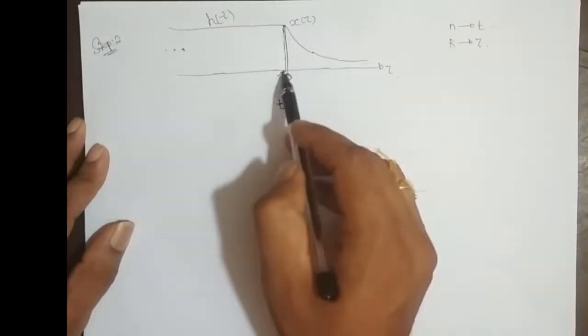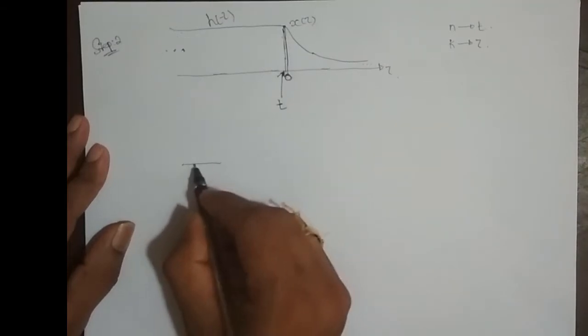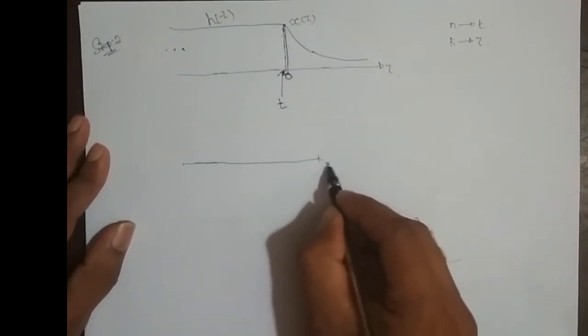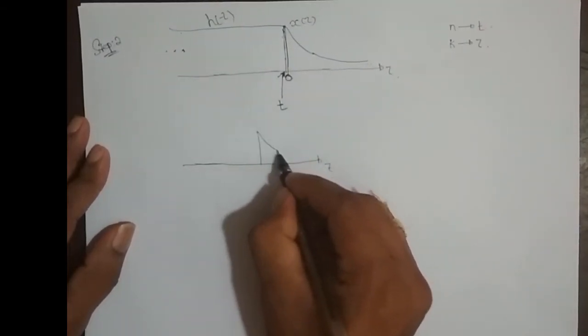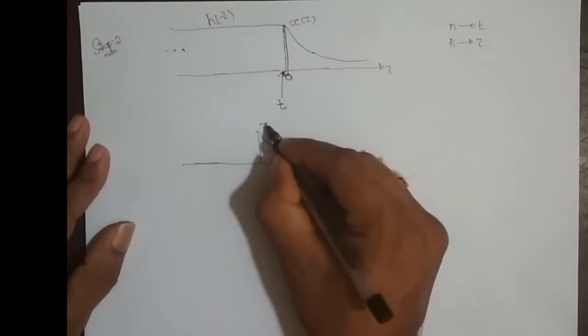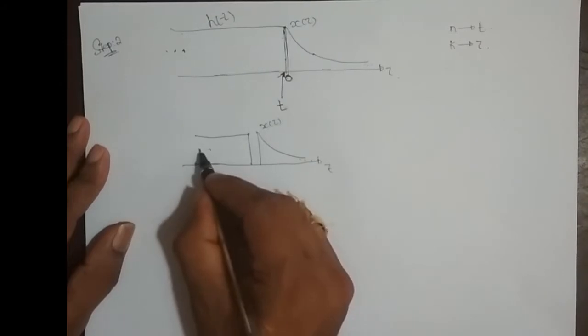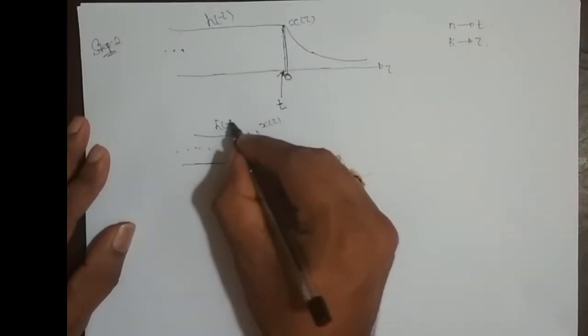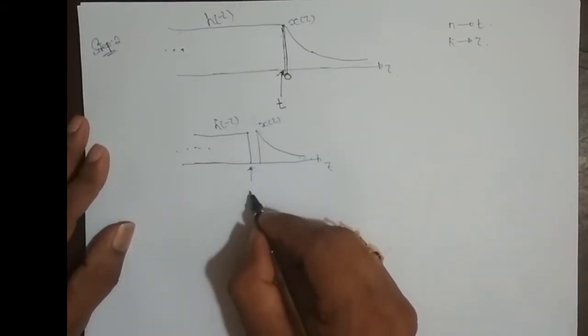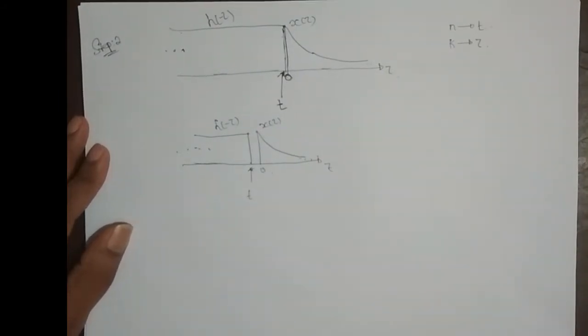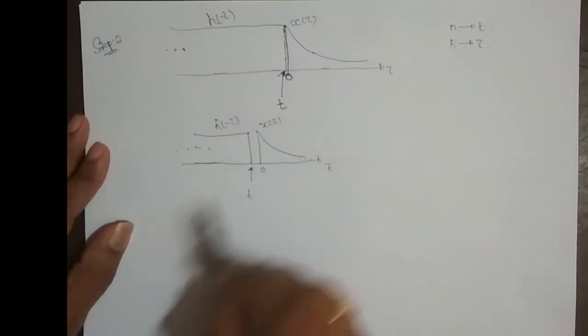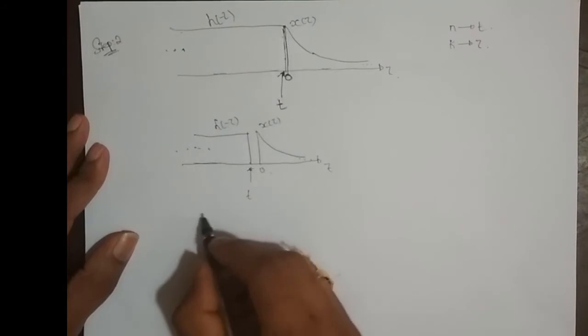You just keep this h of minus tau just before the sequence x of tau. So this is x of tau, and keep just before this is h of minus tau, and this is the slider t, and this is 0. You just keep this signal just before the x of tau signal. Okay, so do we have any overlap here?